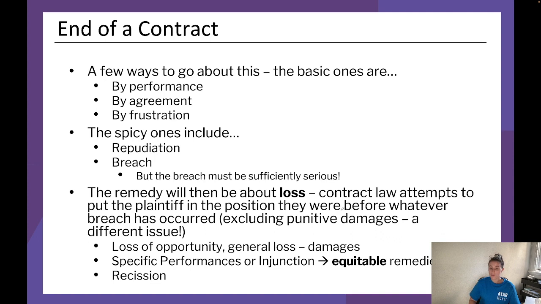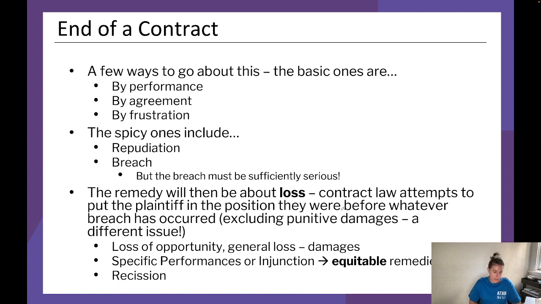There's also specific performance and injunction, which are equitable remedies, which we'll get to equity in 2 seconds. Now, what that means is an injunction stops you from doing something. A specific performance makes the other party fulfill their side of the contract. So i.e., I don't want my money back, I just want you to do it. Or alternatively, they have no money and they still just need to do it.